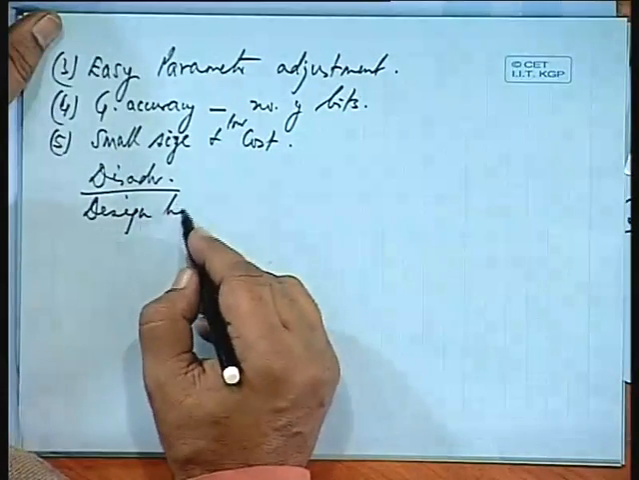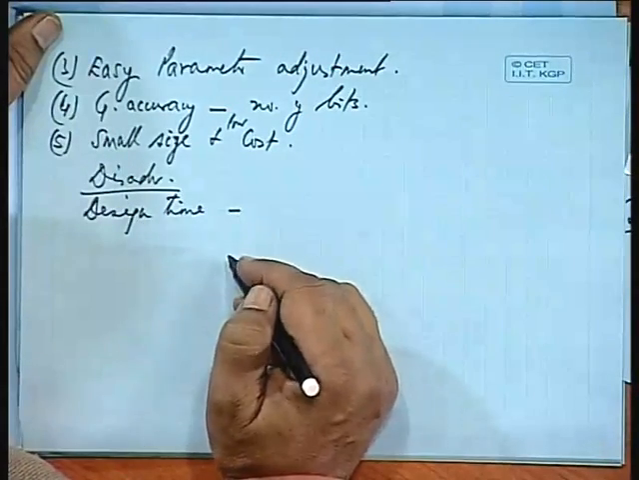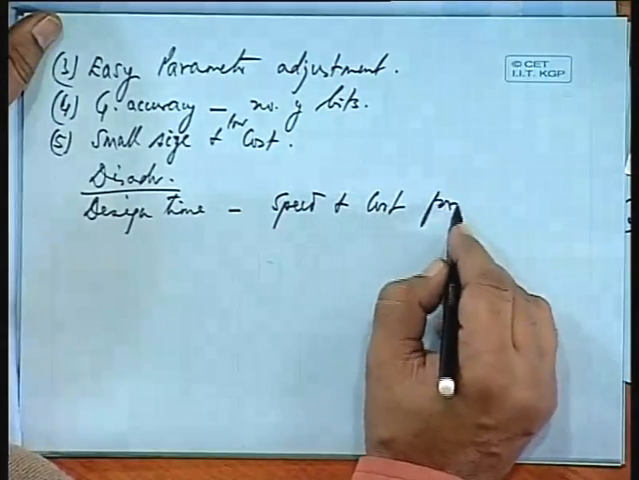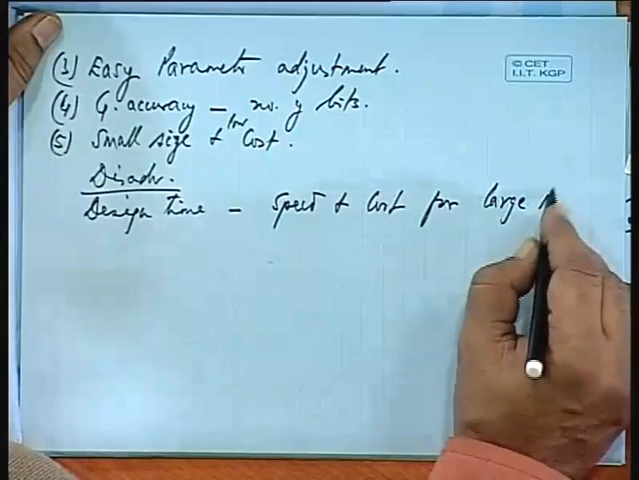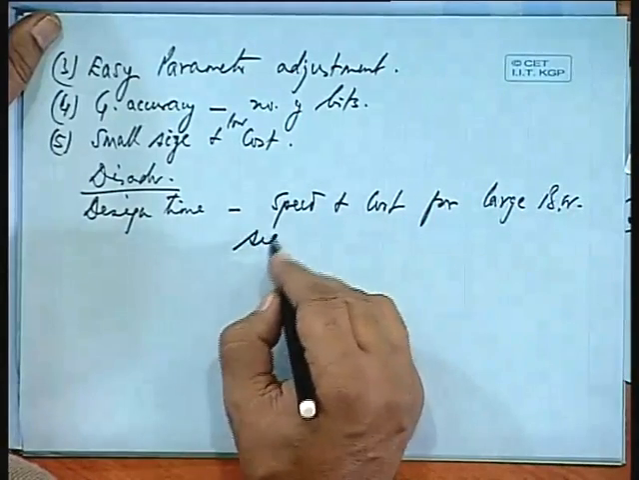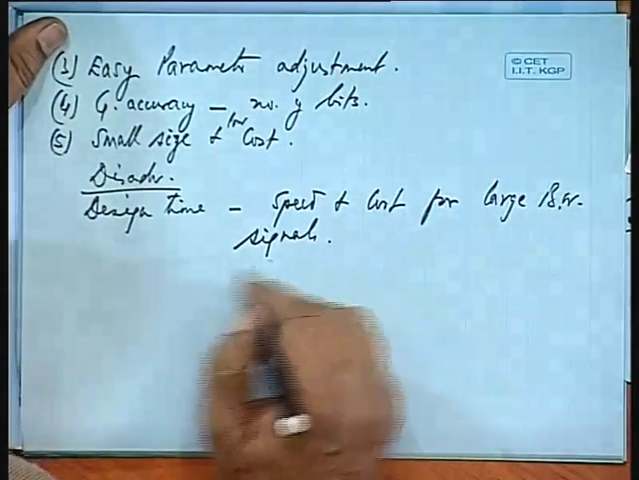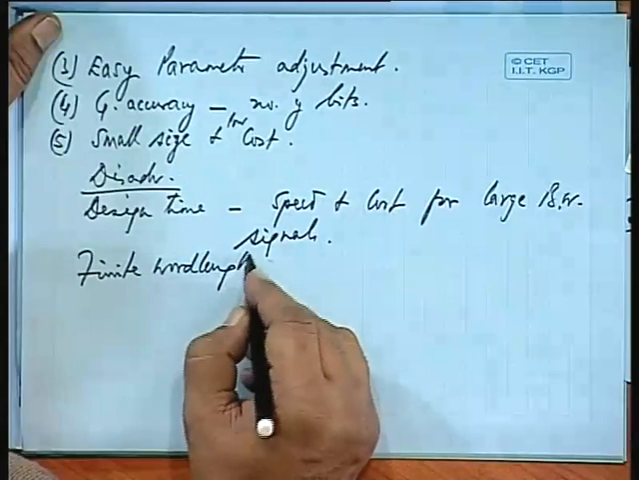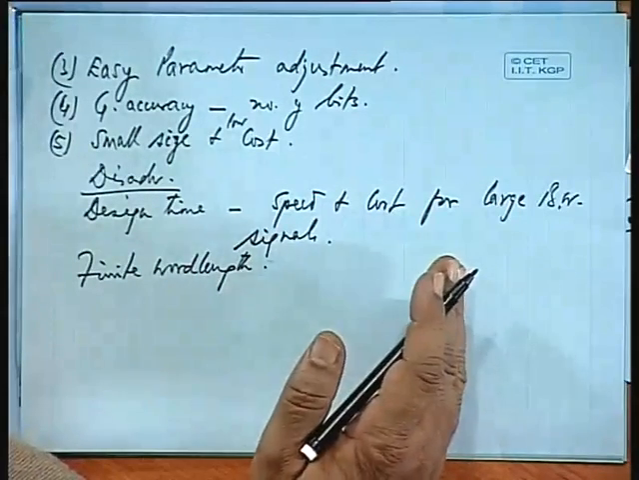The disadvantages are not much, people are working on it to reduce this, the design time. Speed and cost for large bandwidth signal. And finite word length. Because of the finite word length, errors keep on accumulating. So, you have to be careful about that.